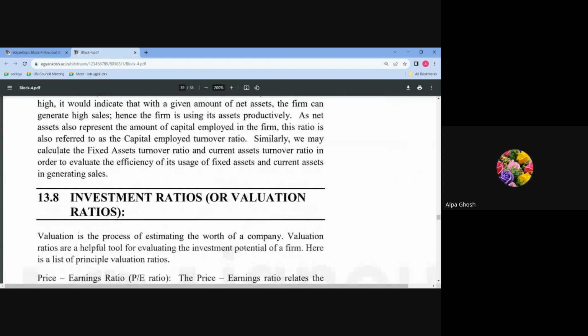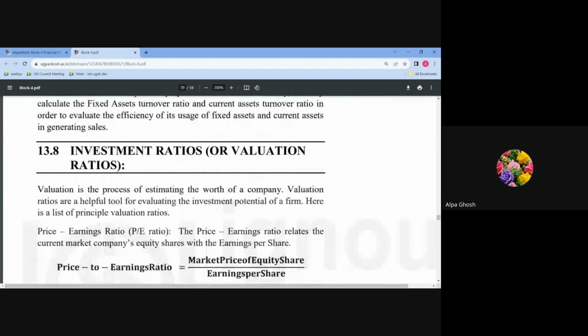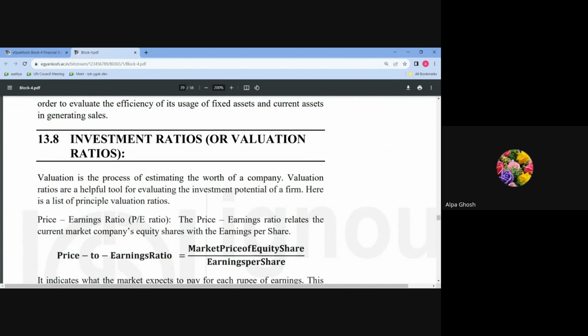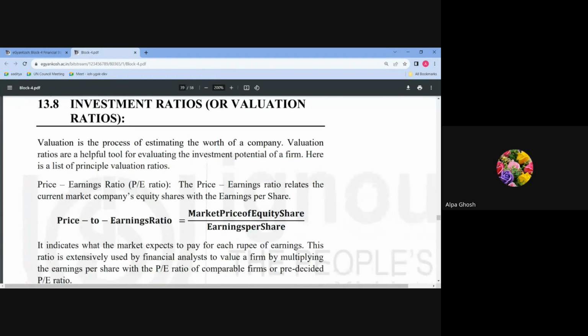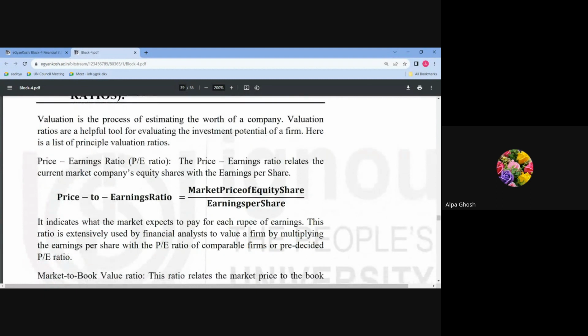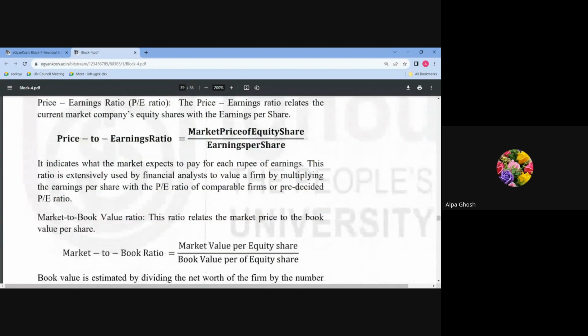Next, it is valuation ratios. Investment ratio or valuation ratio, it is the earning ratio. How do we find the earning ratio? That is the price to earning ratio. Price to earning ratio relates the company's current market price of equity shares with earning per share. What is your earning per share, EPS, and what is the market price per share? So the market price of equity share divided by earning per share.